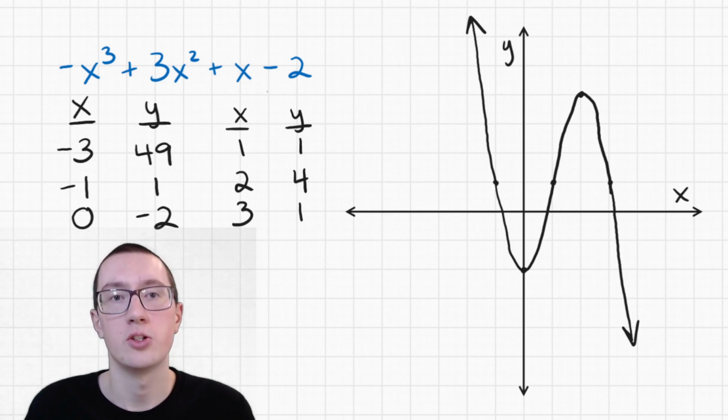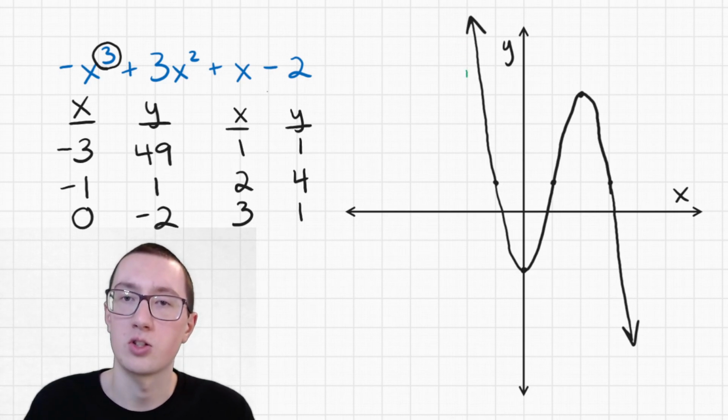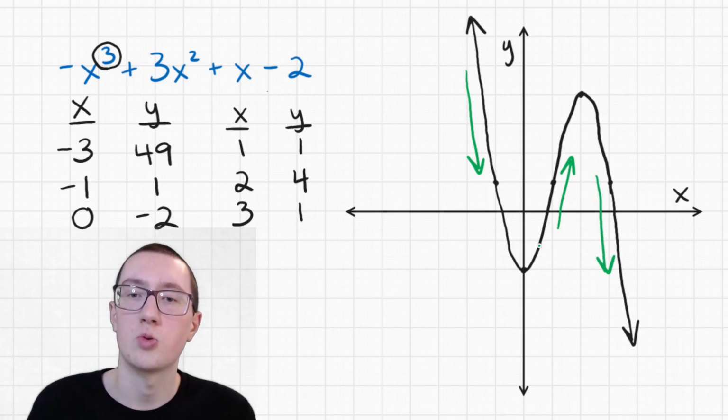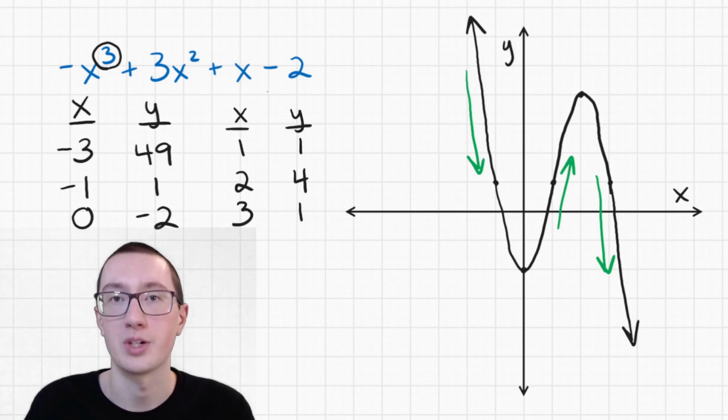Well, for that, all we need to do is look for the biggest exponent in our equation. In that case, that's 3. And the 3 means that we're going to have a maximum of 3 directions that this graph is going in. So you can see that this graph is going down, and then it goes up, and then it goes down again. It changes direction twice, so we have a total of 3 directions for a 3 exponent.